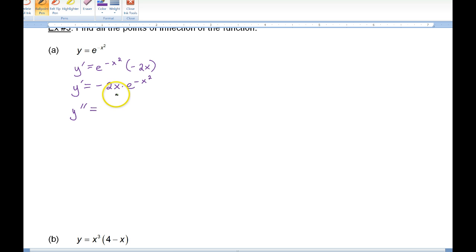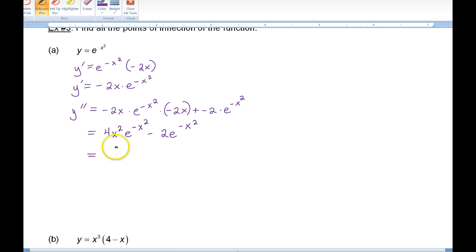So we'll have negative 2x times the derivative of e to the negative x squared, which is e to the negative x squared times negative 2x, plus negative 2, that's the derivative of negative 2x, times e to the negative x squared. So I have here positive 4x squared e to the negative x squared minus 2e to the negative x squared.